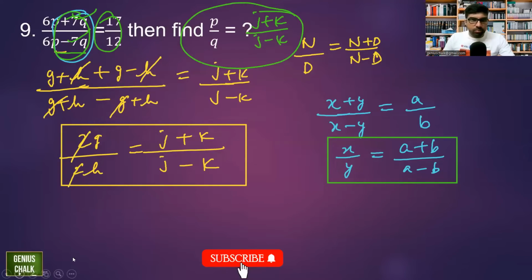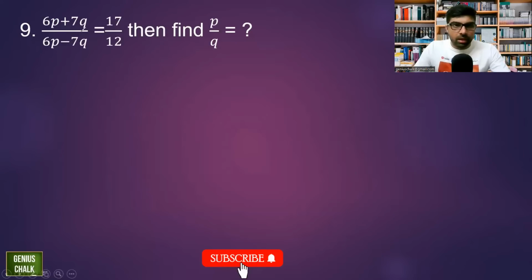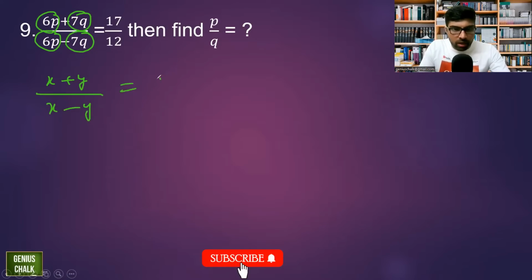Next one, 6P plus 7Q. Now you know the formula. I will not solve it by a big method. Directly you know 6P plus 7Q, 6P minus 7Q. Is this of this form? X plus Y and X minus Y. Is this of this form? Tell me. Yes, it is.